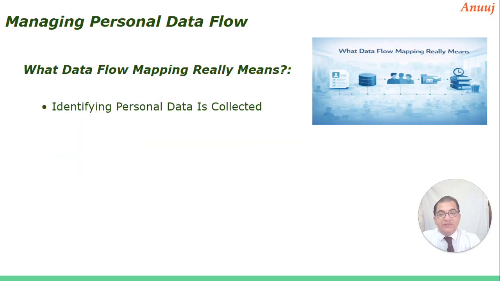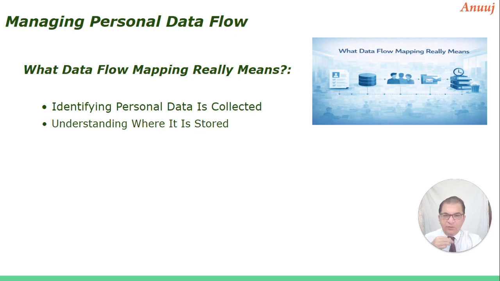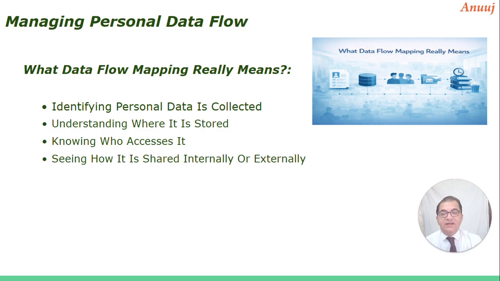Data flow mapping really means that you are identifying what data has been collected, understanding where it is stored so that you can apply the respective principles, knowing who all access it. Where is it stored? Is it encrypted? Is it protected in terms of redundant hardware? If redundant hardware is not there, are you taking backups? Is everyone accessing that storage, or are they divided into folders with role based access? See how it is shared both internally and externally.